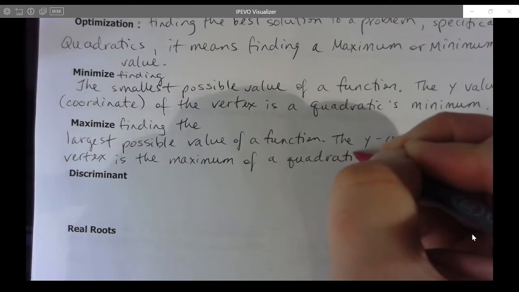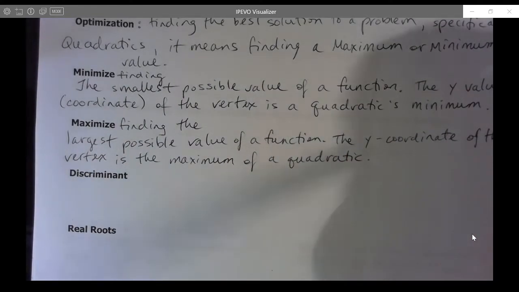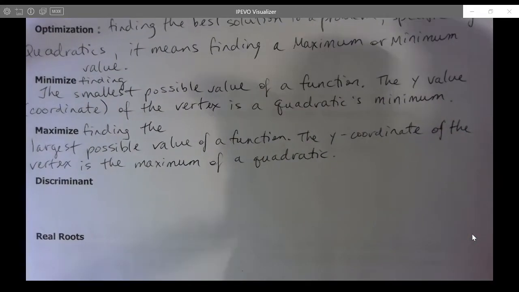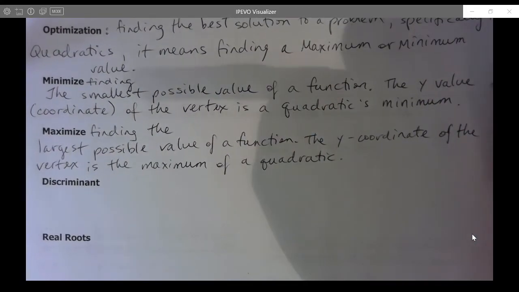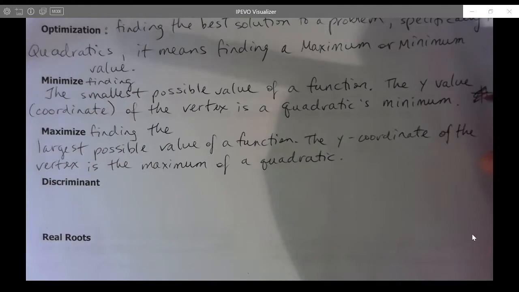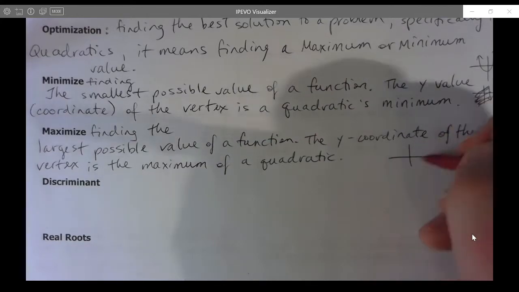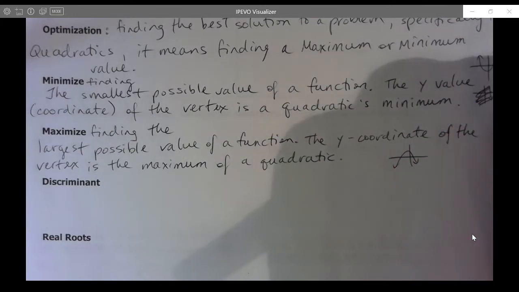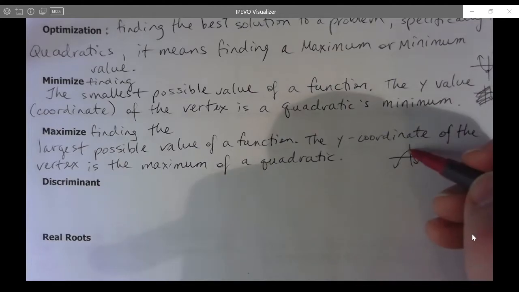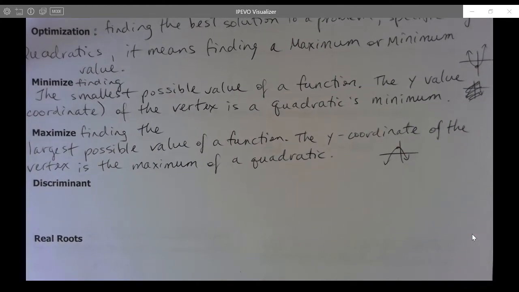And make sure you understand that you can only minimize a quadratic function if it opens upward, and you can only maximize it if it opens downward. This quadratic has a minimum, this quadratic has a maximum. So it depends what kind of quadratic you're looking at.